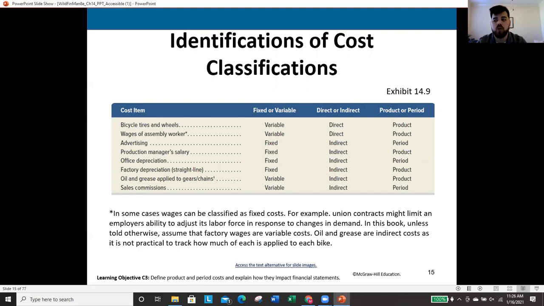Now, do you think you care which tires and wheels go on which bike? I would certainly hope so. So that is a direct cost. And is that related to actually producing the product? It certainly is. So you do have a product cost there.